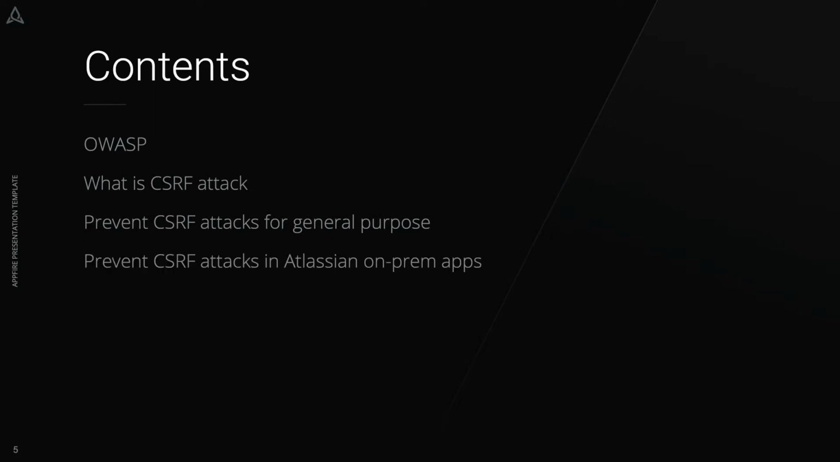Okay, let's start. What are the contents of the presentation? First of all, we will talk about OWASP, and then we will talk about what a CSRF attack is. We will see how to prevent CSRF attacks for general purpose, not only for Atlassian. Then we will talk about how to prevent CSRF attacks in Atlassian on-prem apps. And then we'll talk about the bug bounty program.